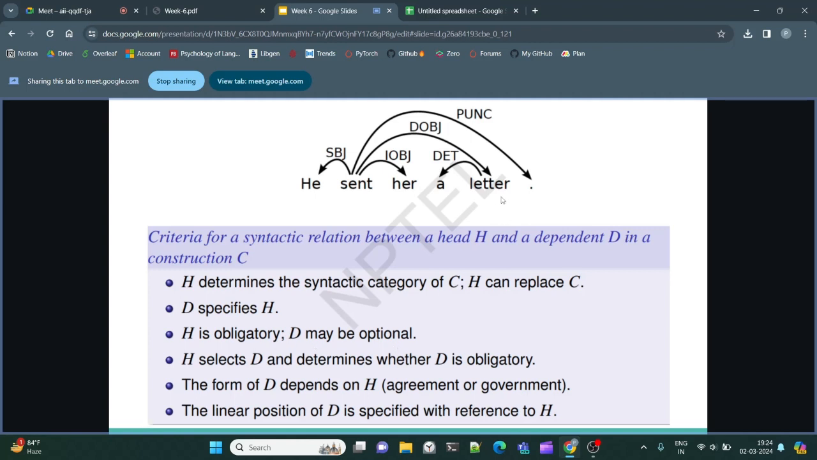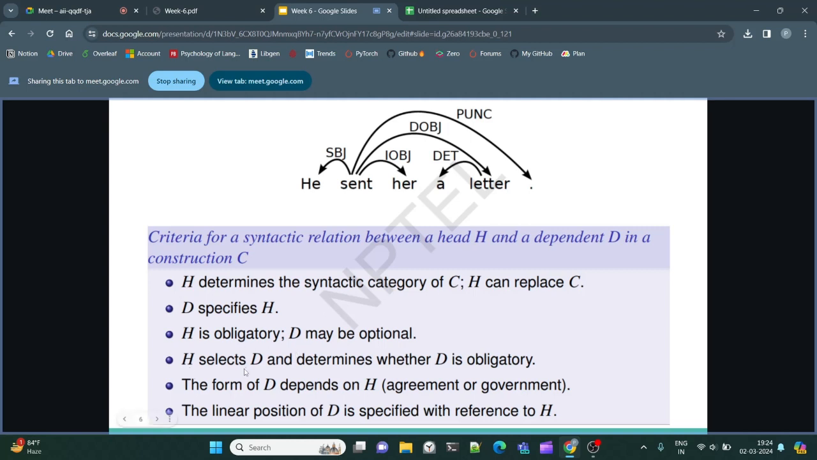The third is H is obligatory and D may be optional. So the head must be present. It is mandatory. However, the presence of D is optional. Again, it is a reiteration, but here we can omit "A" and simply keep "letter", and that would justify this criterion.